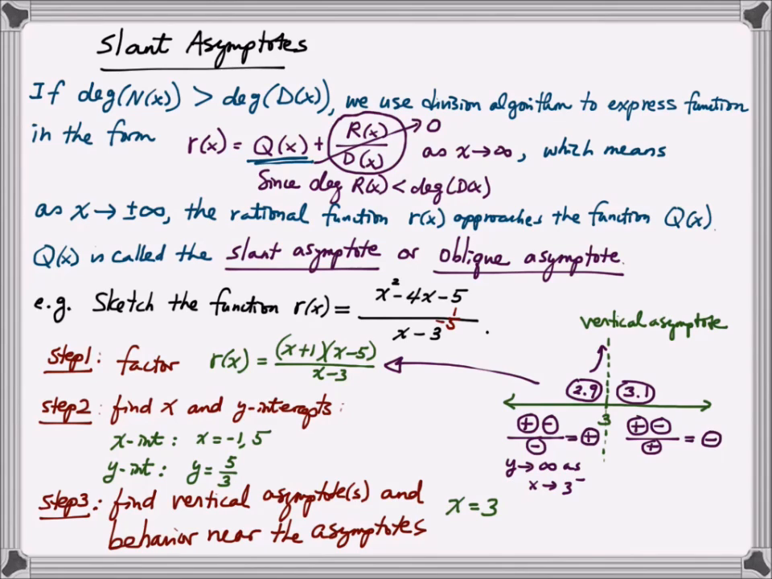Overall gives me a negative sign, which means that the y value goes to negative infinity as x approaches 3 from the right. This then gives me a behavior going downward as I approach 3 from the right.